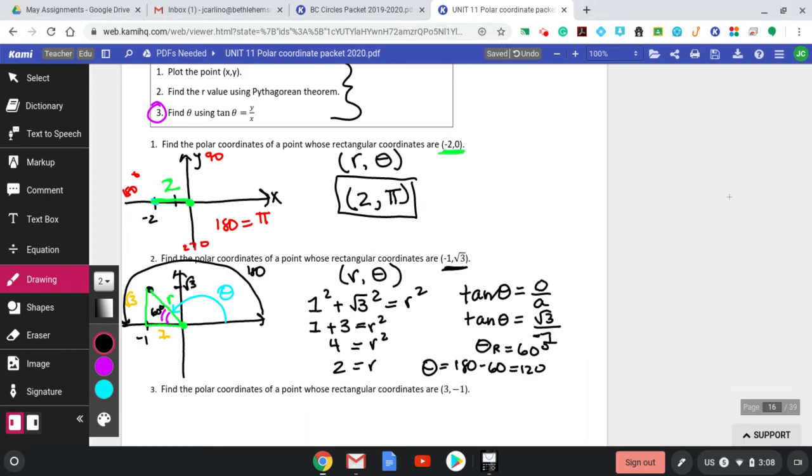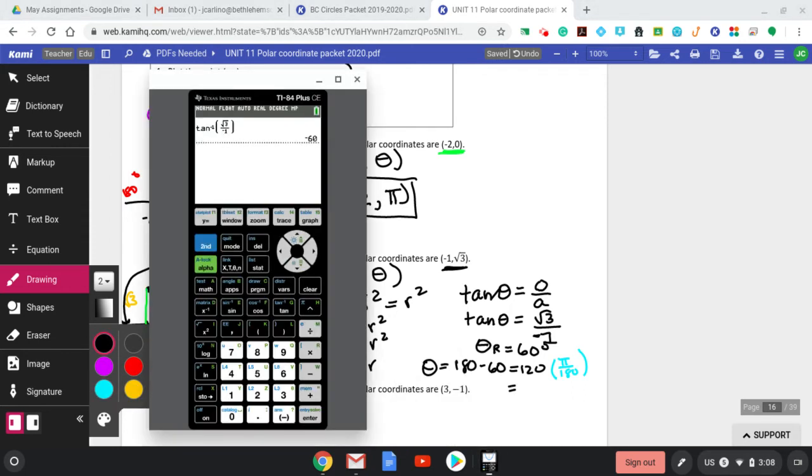I need to convert it into radians. So I'm going to take 120 and multiply it by pi over 180. That was the conversion. All right. Now the only thing I need to do is go to my calculator and reduce the fraction 120 over 180, because I want to keep pi in my answer. So the angle is 2 pi over 3.